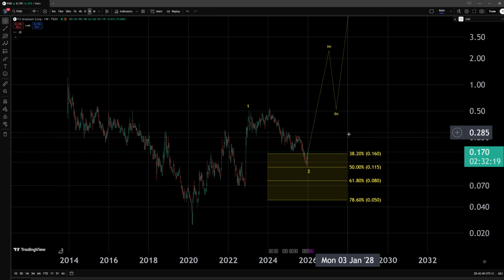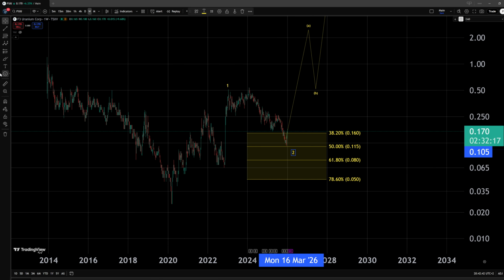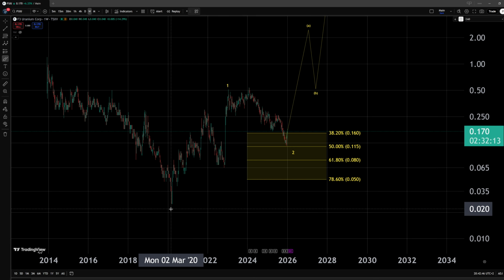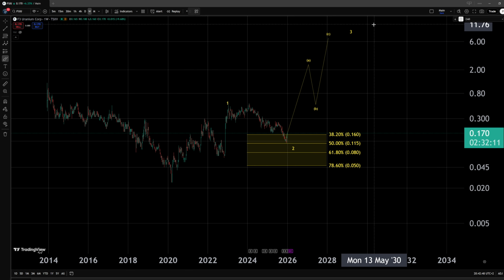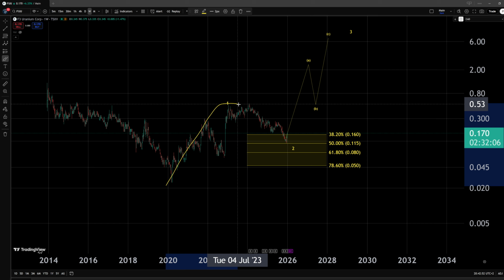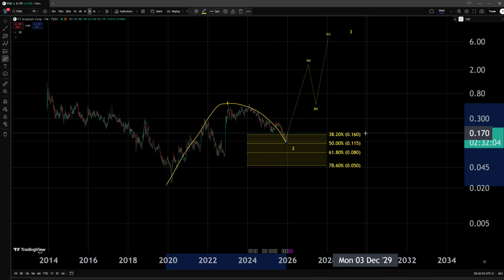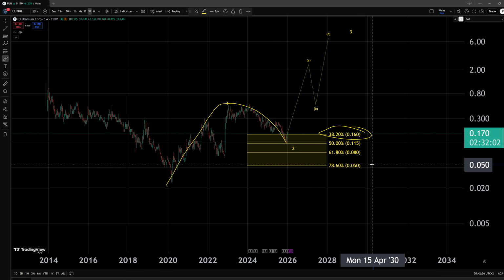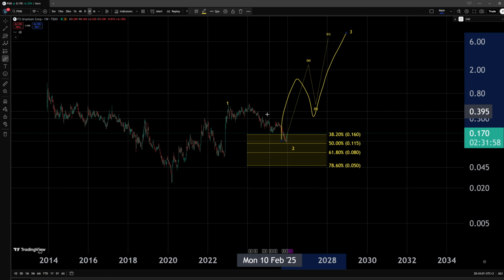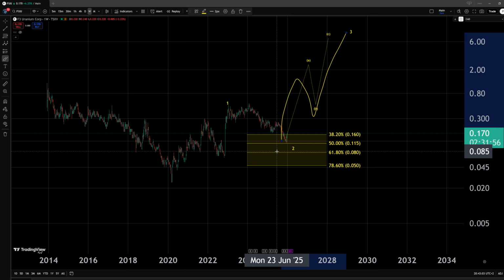We have been looking for this correction in a wave 2 for quite a while. It might have been a couple of months since the last video, but we were tracking here a potential larger leading diagonal to be forming, where this would be a wave 1 to the upside. We would have here a correction in the wave 2 into the area of support between the 16-cent level all the way down to the 5-cent level, and then we would like to see an ABC structure to form the next wave 3 to the upside.